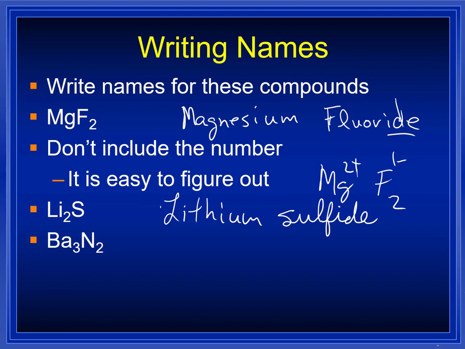Ba3N2. Ba is barium. It's a metal, I leave it alone. N is nitrogen, non-metal. Actually, they go down to one syllable, so nitride. So the whole thing will be 2 syllables when you're done.